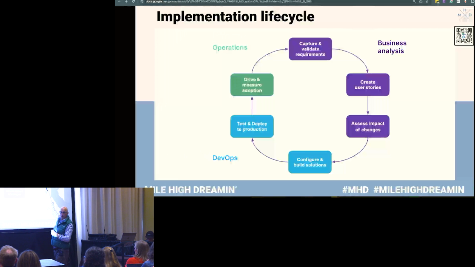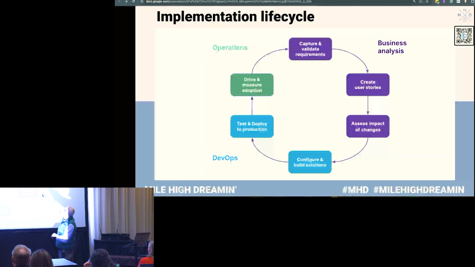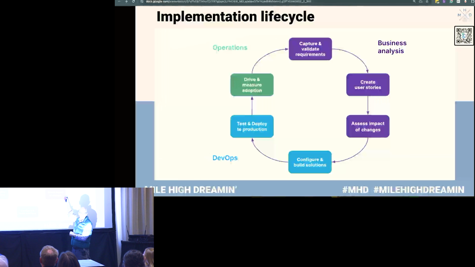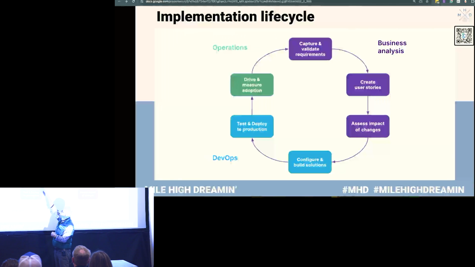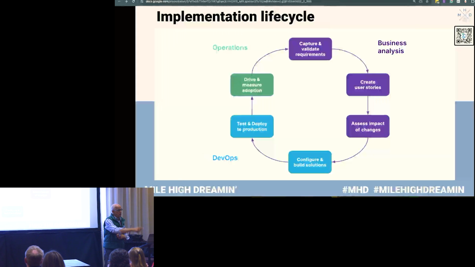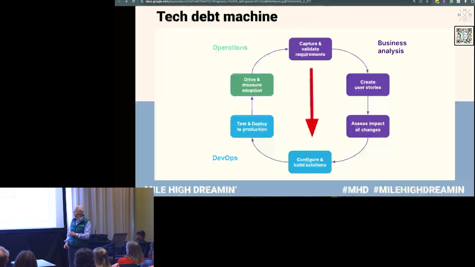There's an implementation lifecycle. These may not be your words, but I'm sure you can relate to these activities. At the top there, capture and validate requirements. Create a user story, assess what the change impact is, configure and build, test and deploy, deliver it into production. All of you go around that change cycle. I think the problem is that that's the tech debt machine.